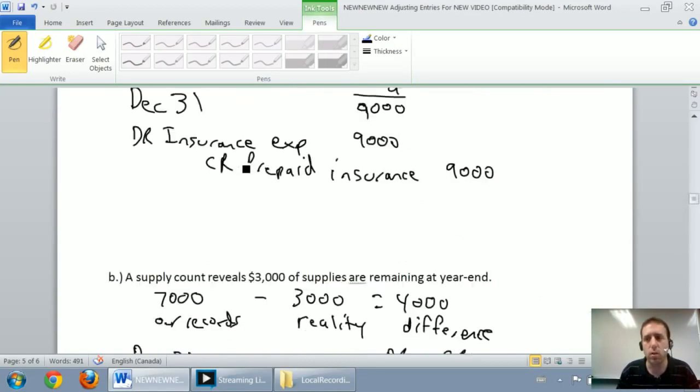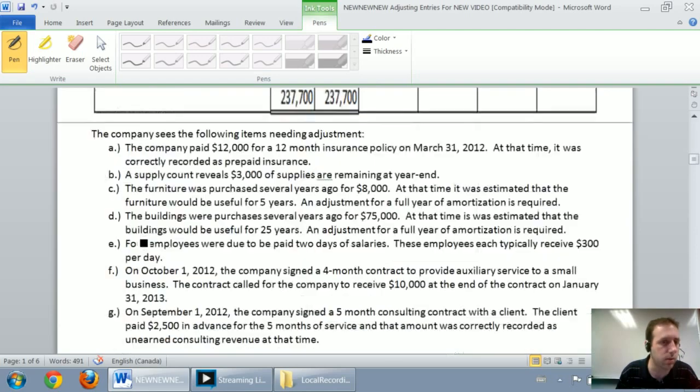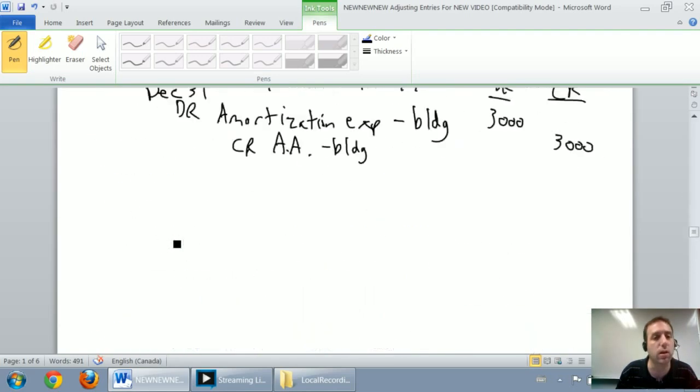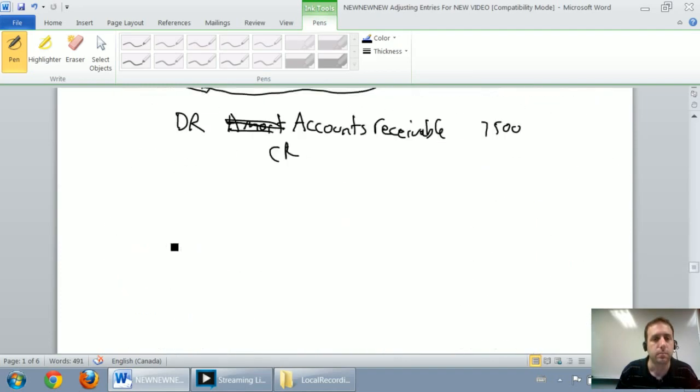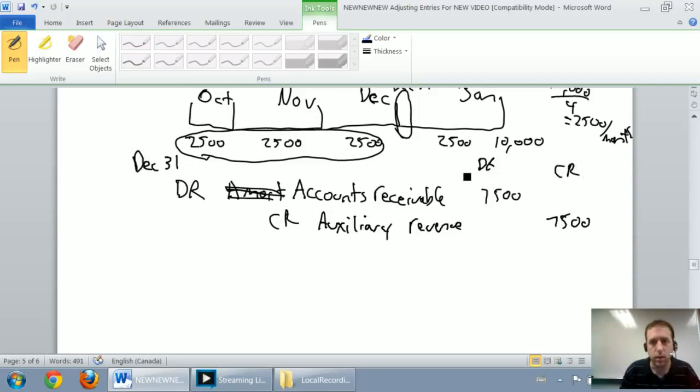And if I scroll all the way up to my trial balance, I can see this company has something called auxiliary revenue. They also have consulting revenue. I think this looks more like auxiliary revenue to me, so I'm going to record this as auxiliary revenue. And of course it's $7,500 worth. Don't forget to date it, December 31st. And again, note our debit and our credit.